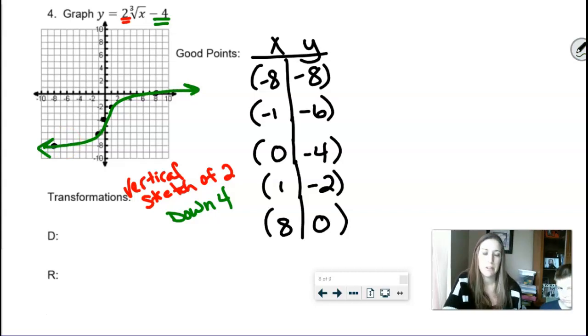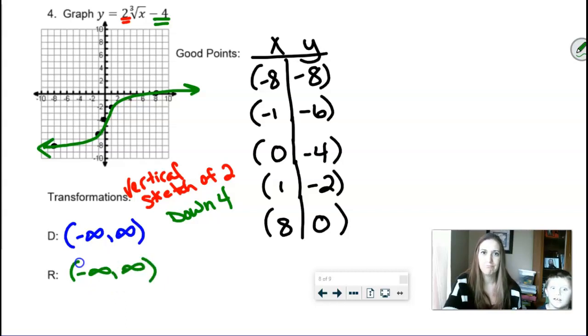And what's my favorite thing about cube root functions? The domain and range, because they go forever. Negative infinity to infinity for domain, and negative infinity to infinity for range. There you go. I think that was actually our last problem, Log.